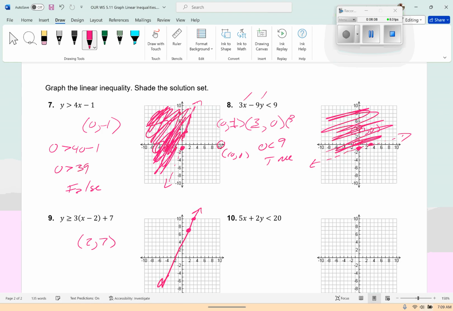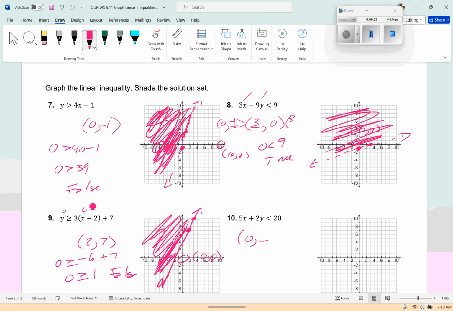0, 0 is definitely over on the right of this graph. So you plug 0, 0 in, so 0 there, 0 there. So 0 is greater than or equal to 3 times negative 2, which is negative 6, plus 7, is 0 greater than or equal to 1. That is false. So we're going to shade this side of the line over here.